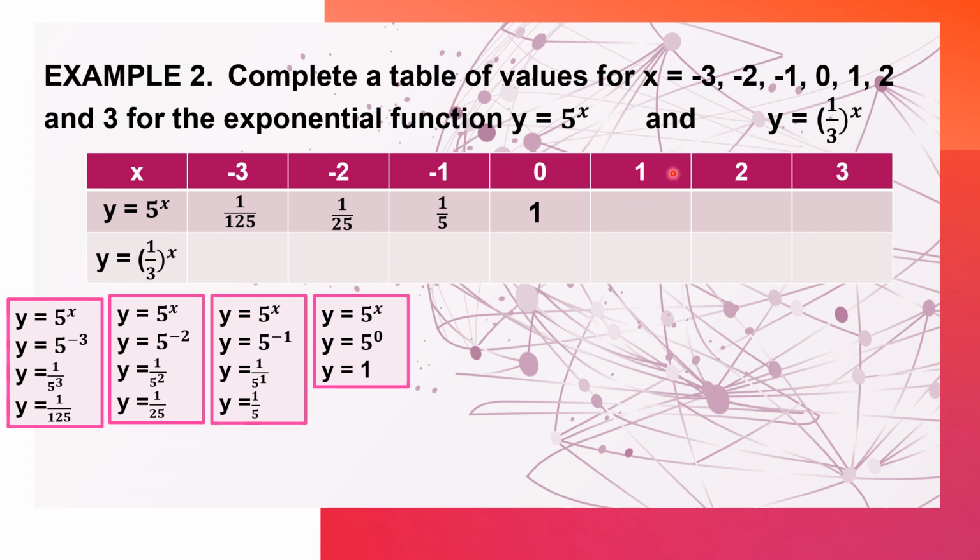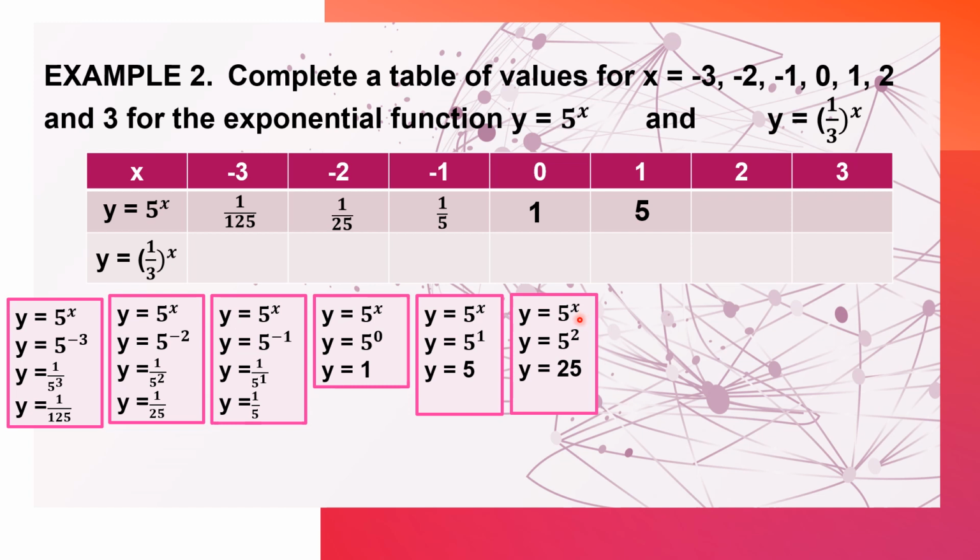How about if our x is 1? So just change x into 1. So 5 raised to 1, any number raised to 1 is the number itself. So we have now y equals 5. So if x is 1, our y here is 5. If x is 2, so just change x to 2. So 5 squared now is equal to 25. So if x is equal to 2, our y is 25.